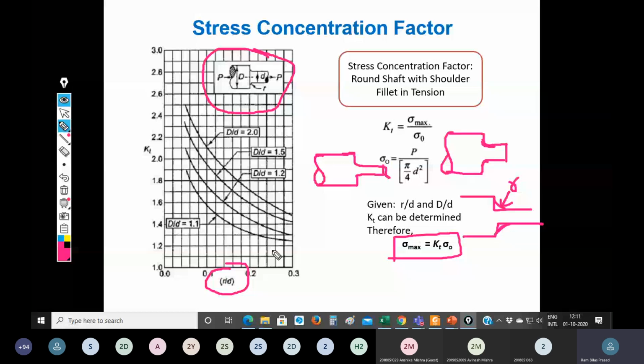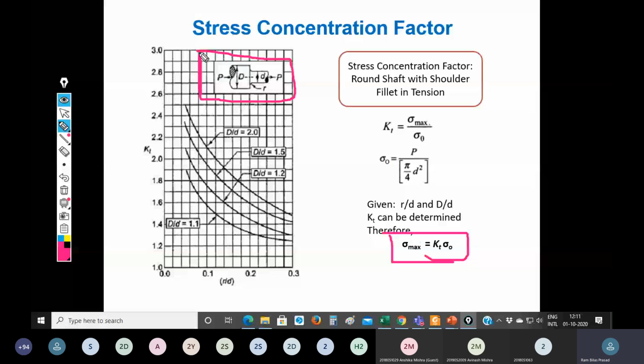So in this way you can determine the value of the stress concentration factor. You have to look at the geometry, what kind of geometry is there, what kind of loading is there, and depending on the geometry and load, you have to determine the stress concentration factor, and then nominal stress. In nominal stress we have to use the minimum cross section area in the denominator, and then you can find out sigma max.